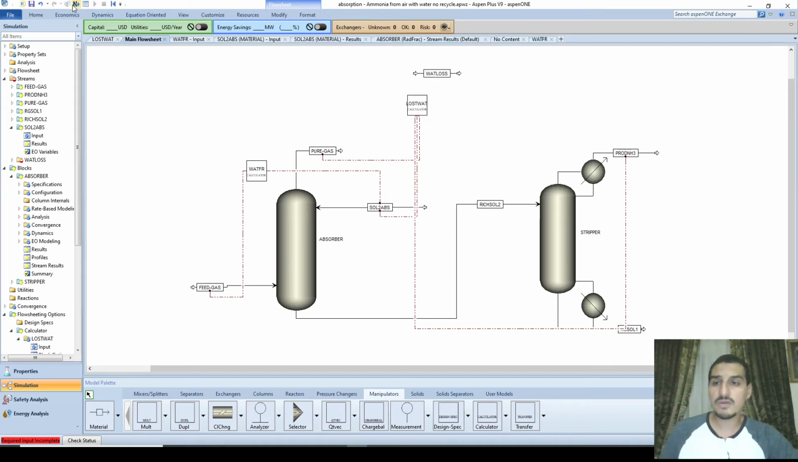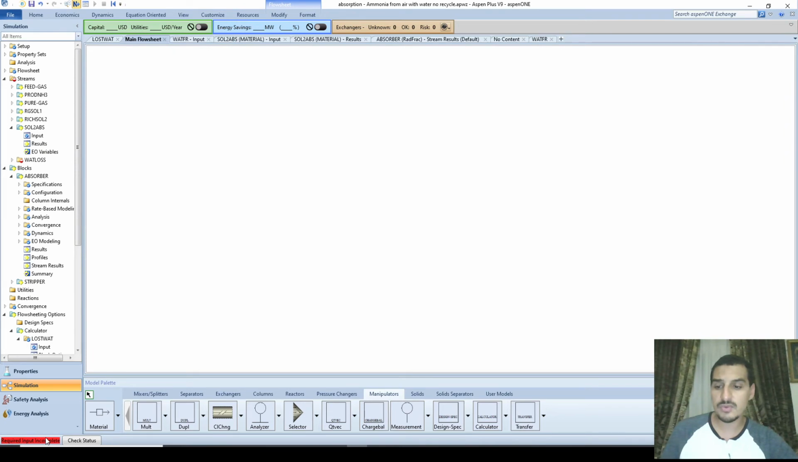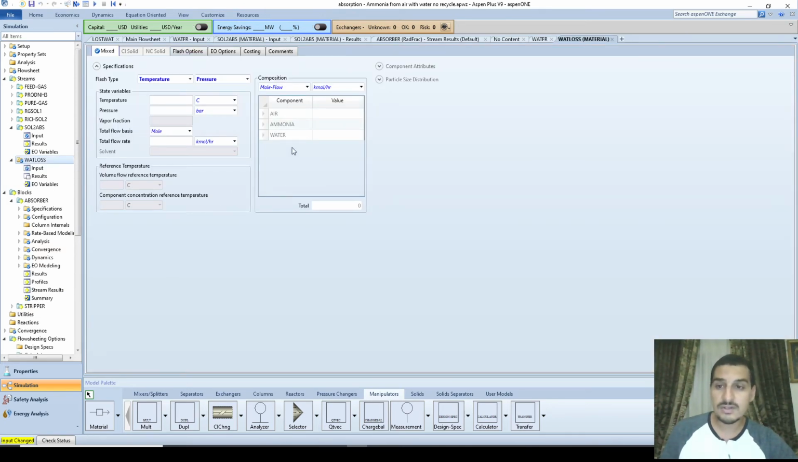But if you click next, you would see that the input is incomplete, because this created stream has not been defined yet. So I have to define this stream. I'm going to put any flow rate, just 1 kilomole per hour of water, and I know this is going to be overwritten by the number that's going to be produced from the calculator. And the temperature, I can put any temperature, 25 Celsius.